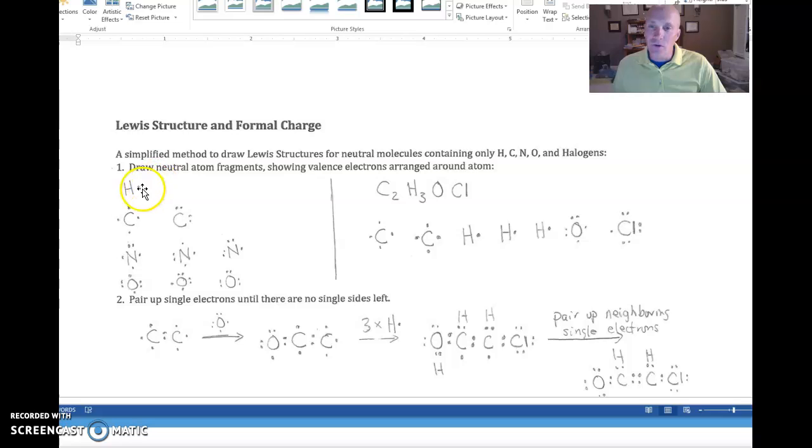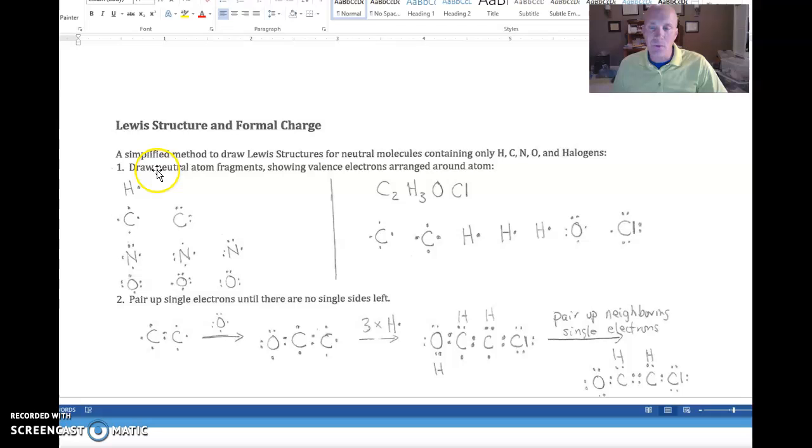All right. So if you're used to a different way of doing this, that way will still work, but this is something that works very well with especially drawing organic molecules where these are the common elements. So the common way to do this is to first start by drawing the neutral atom fragments. All right, and this is done just by drawing the atom symbol and then drawing a dot to represent the number of valence electrons that the atom would have.